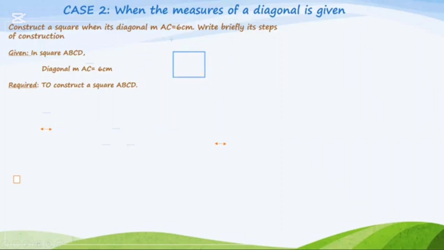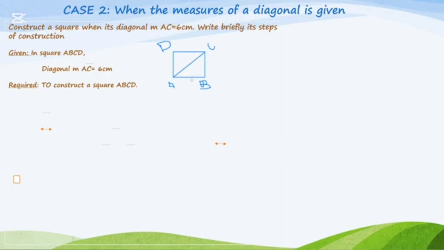If we draw a rough sketch of ABCD here, this is A, okay. Here we have to mention B, then this is C, and this is D, right? So what is given in this question, Vijay? Diagonal AC is given. This is of 6 centimeter. So how can we construct a square when the sides are not given to you?